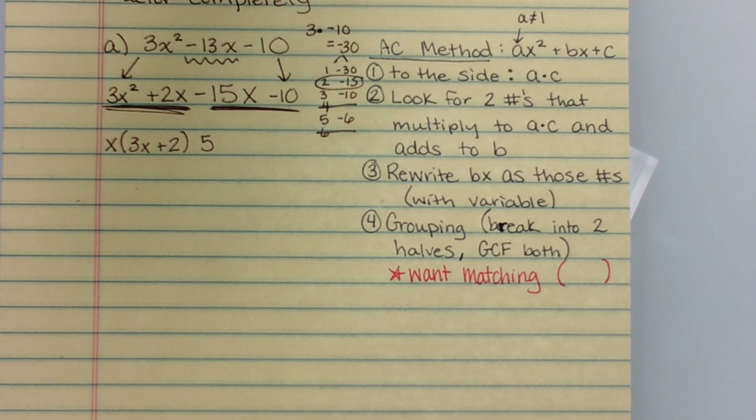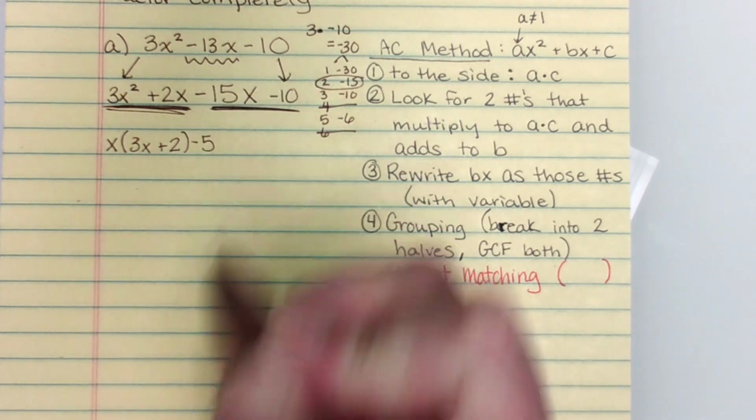If I factor a 5 out of this, what is negative 15x divided by 5? Negative 3x. I want it to match this. Is this negative 3x? No. Can I do a negative 5 instead? But then it's not the biggest number. Yes, it is.